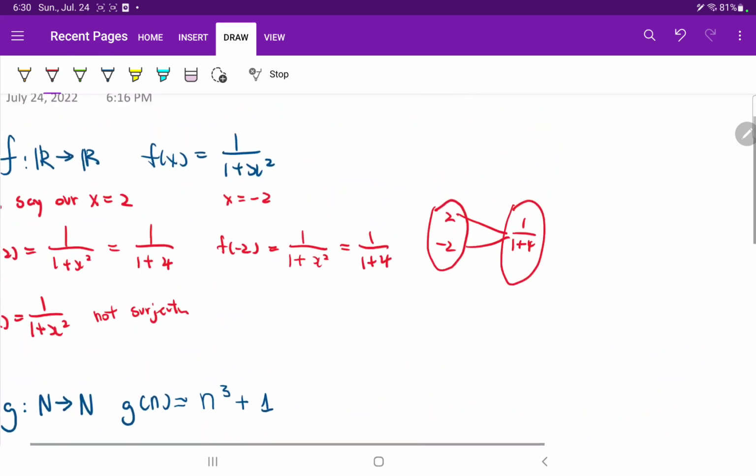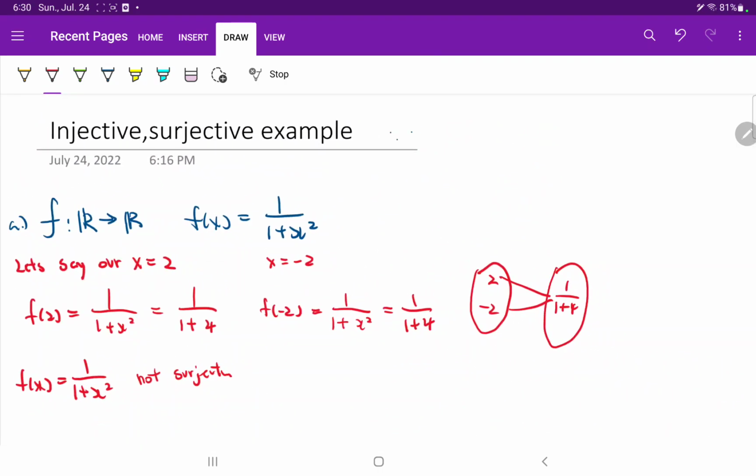Those were two quick examples of injective and surjective functions. I'm going to do a video on a bijective example in my next one.